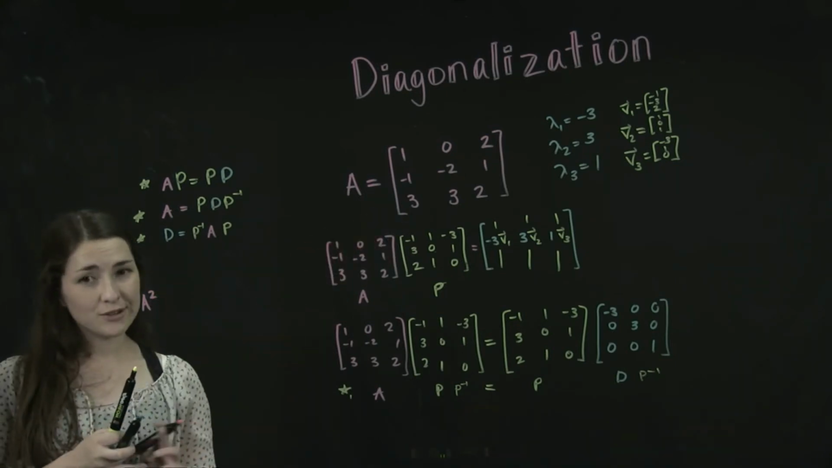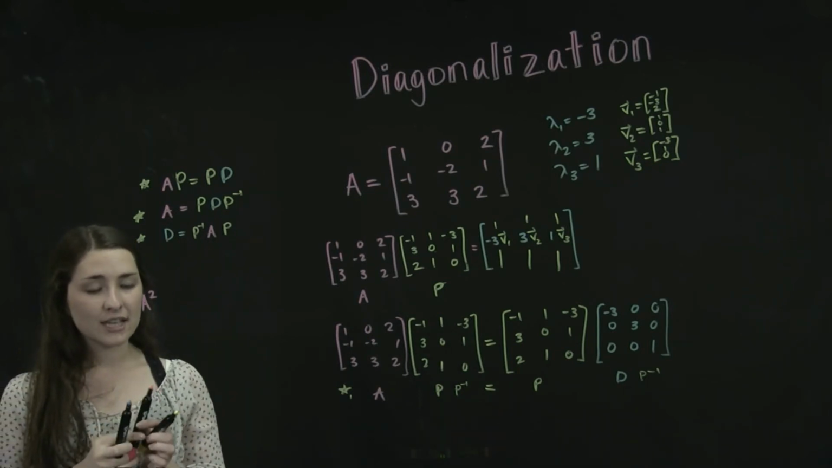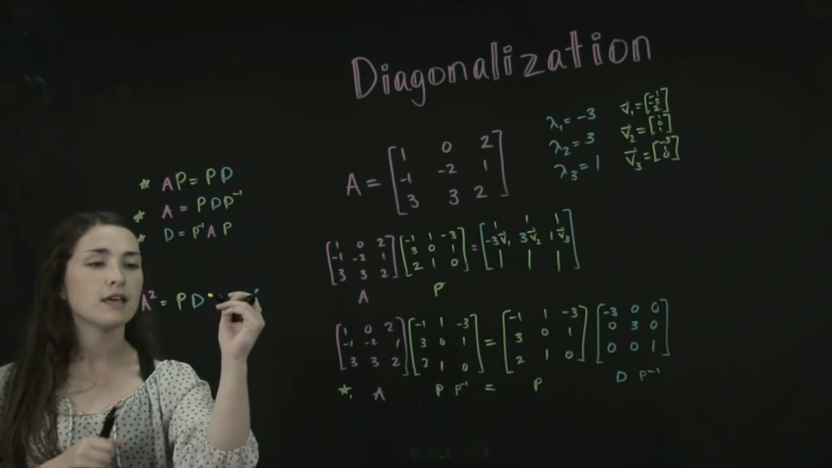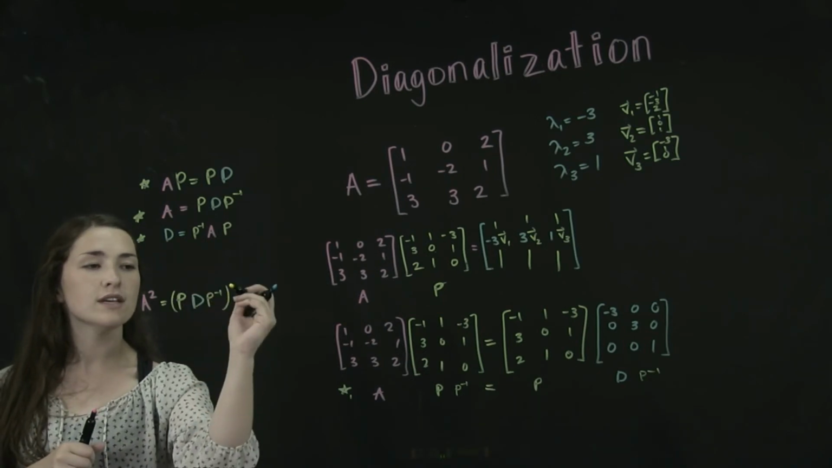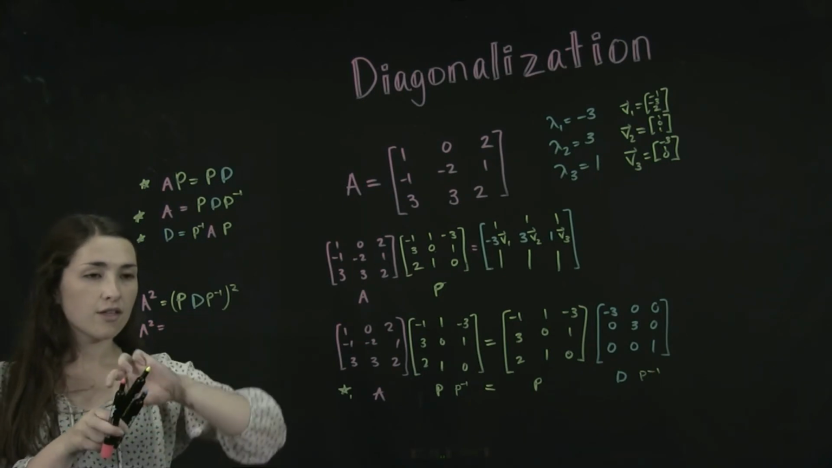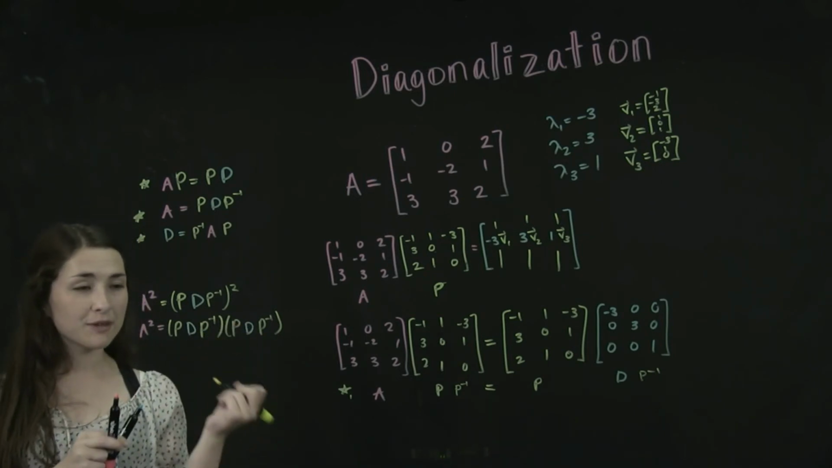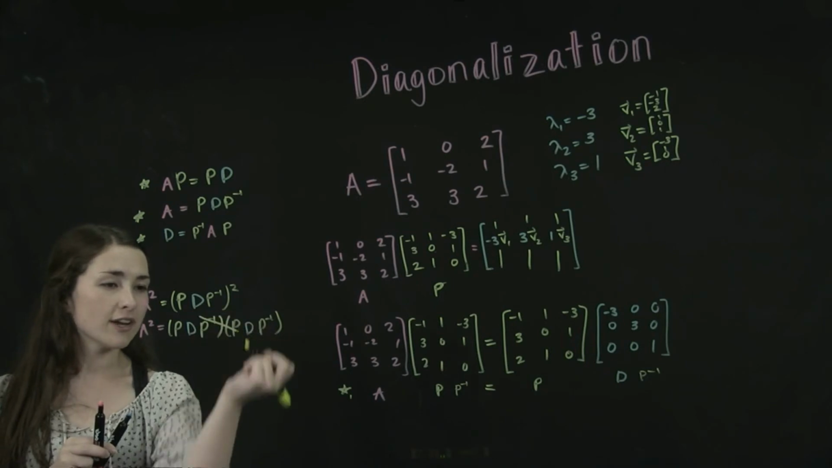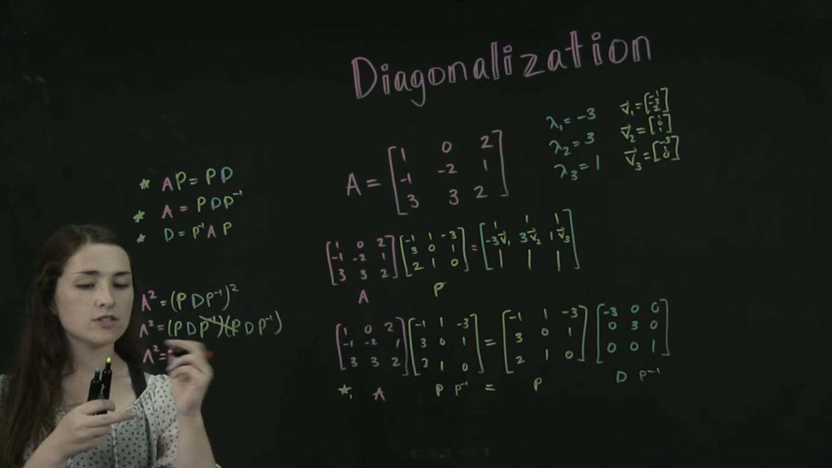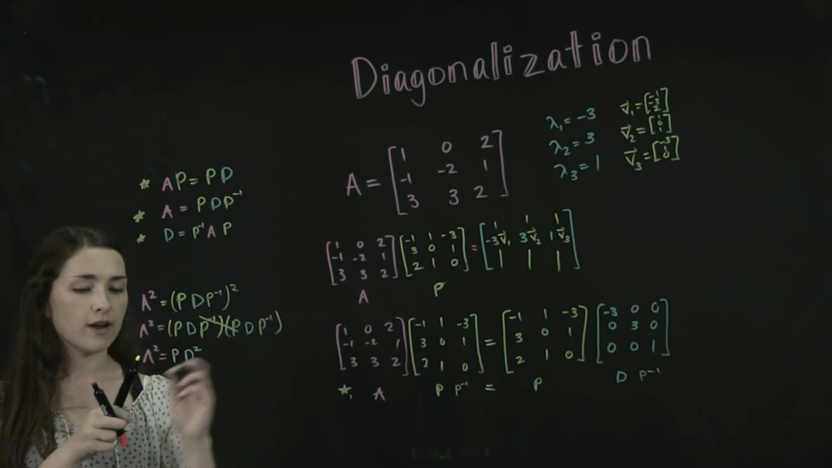If we had to do all the matrix multiplication of that, that might take us a little while. But luckily, we already know what A is equal to. We know A is equal to P times D times P inverse. So if we square this, we know that A squared is equal to this. And then in the middle, because matrix multiplication is associative, these two are going to cancel out into the identity. So we're going to be left with A squared equal to P times D times D, so D squared, times P inverse.